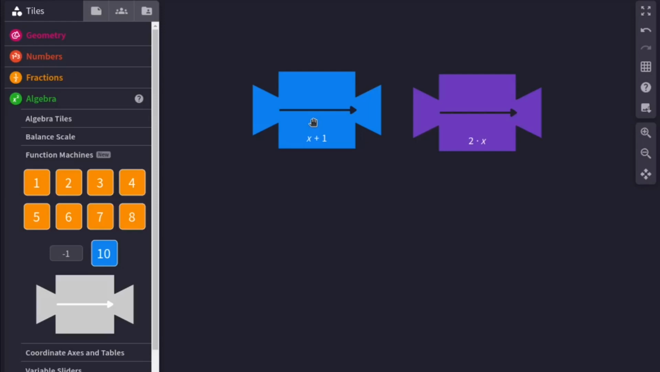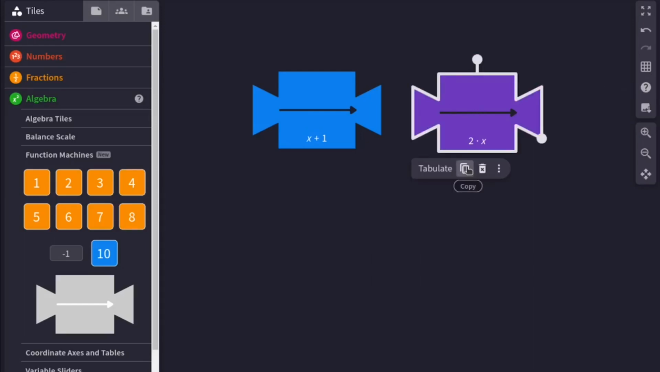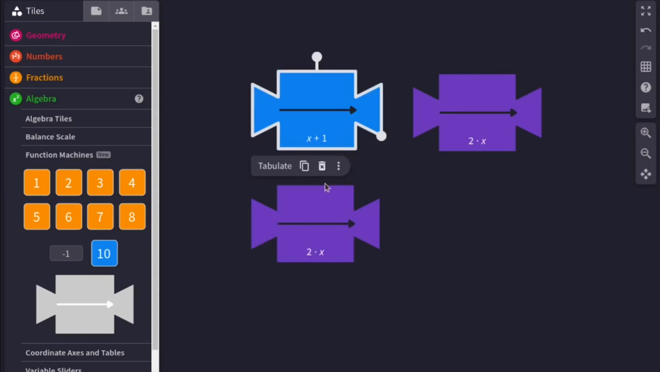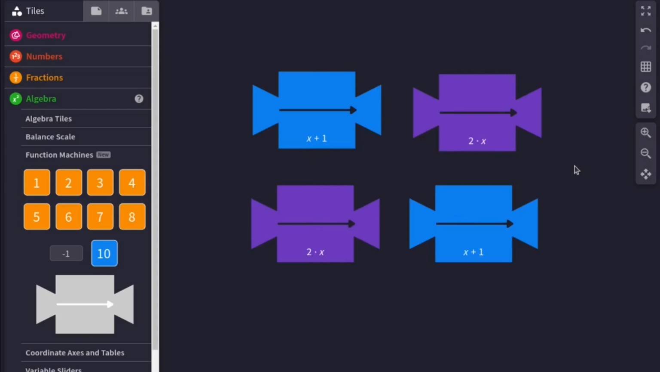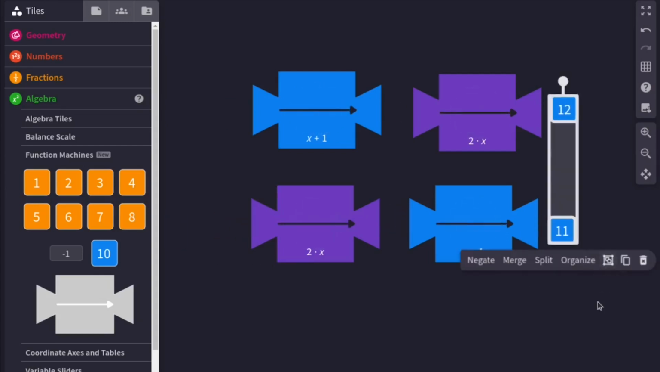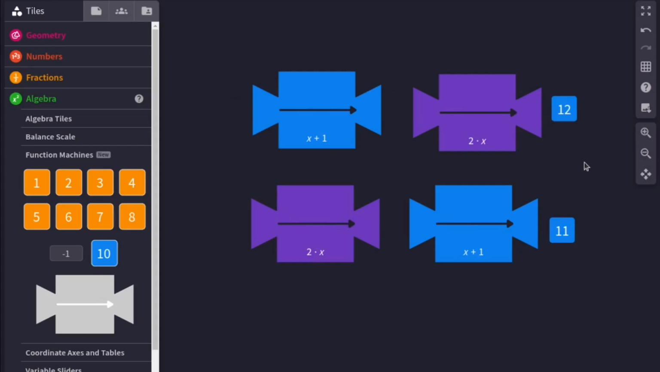Here's the same composition that we saw earlier. We've got x plus 1 followed by 2 times x. What I'm going to demonstrate here is what happens if we change the order of the composition. Is this going to be an equivalent composition, or is it going to change things? Let's find out. So I'm going to use the same input on both compositions. And let's see what we get as our output. Well, the first composition gave us 12 and the second gave us something different, 11.